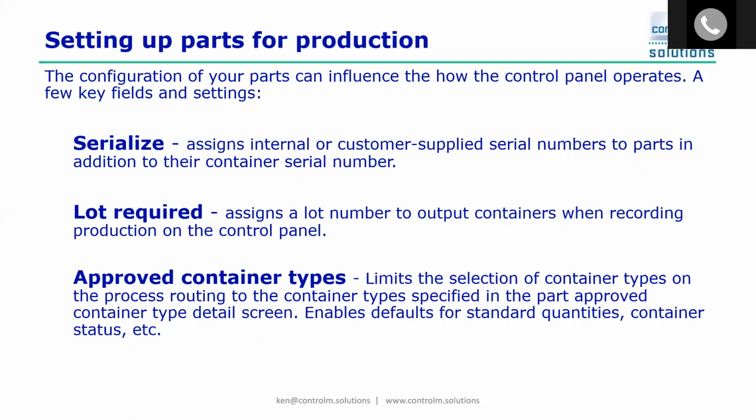So that's all done with a serialized flag at part setup. We can make parts lot required. That will certainly have an impact on the control panel. It assigns a lot number to the output containers when we're recording production on the control panel, all based upon a setting on the part detail screen that says this part is lot required. In order for it to work correctly, we have to set up lot formats and other things in the Plex UX lot management system.